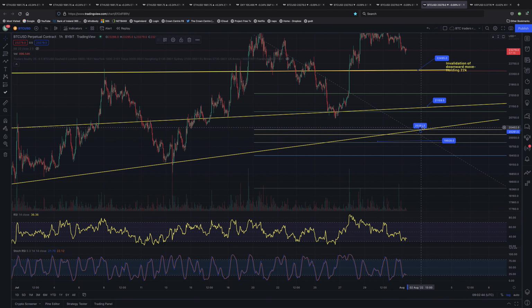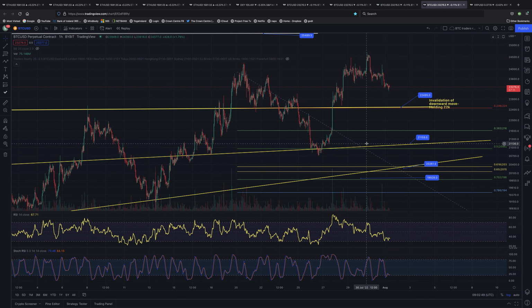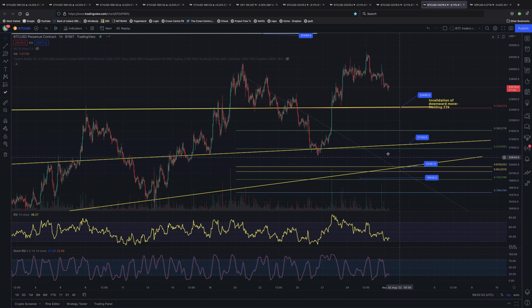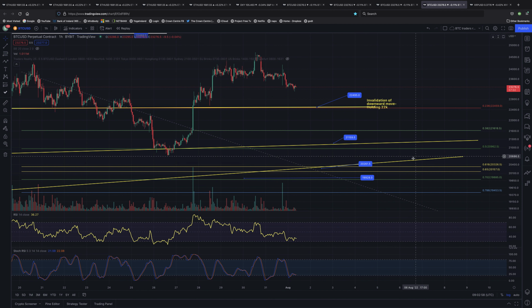So again, if we're going back into this hourly wedge, we're going to follow the hourly ranges. But that's as far as I can tell where we are at the moment.